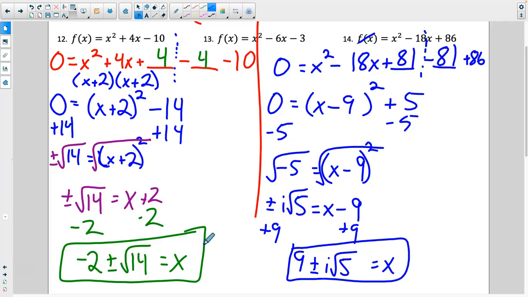Questions? Chase, you got a question? No. Okay. All right. That is what we're doing today. Tomorrow we're going to do the quadratic formula, and then we're going to finish off with a couple more problems. Okay? So, homework time.